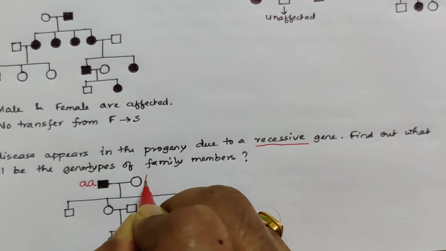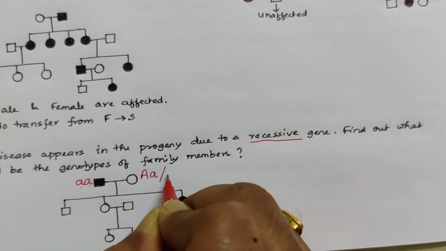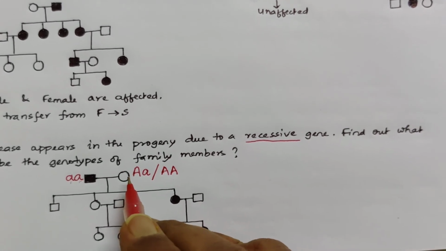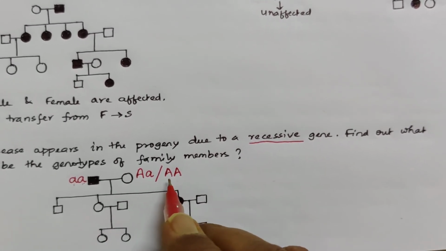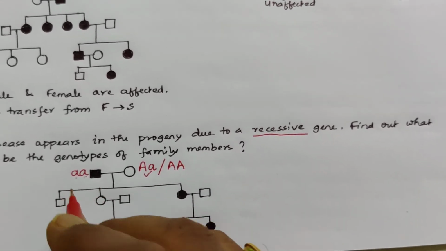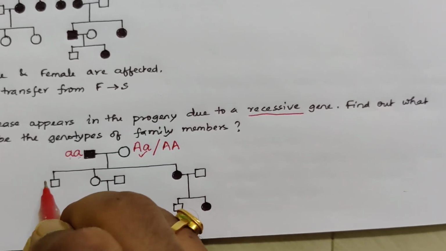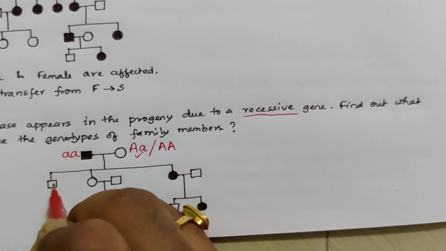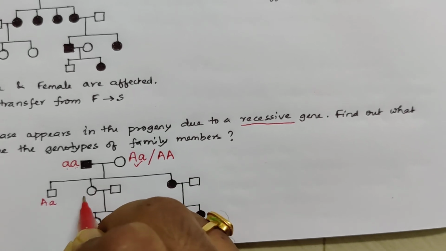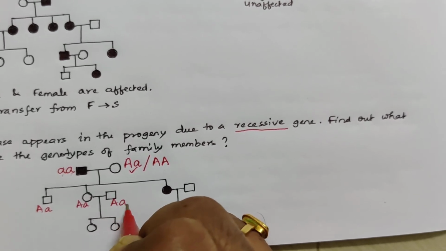Now the unaffected can have either of the genotypes, either capital A small a or capital A capital A, because this is unaffected. This is also possible, this is also possible. Now thinking about this, we can find the genotype. This is unaffected. Unaffected means one allele coming from here, another one here. So capital A small a. This one is also unaffected, capital A small a. This one is also unaffected, we get capital A small a.